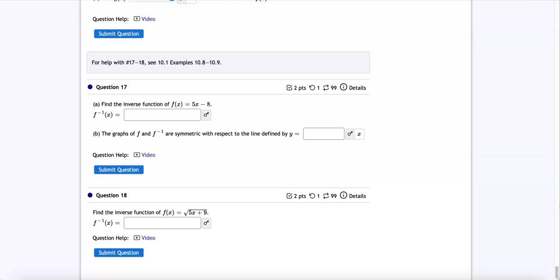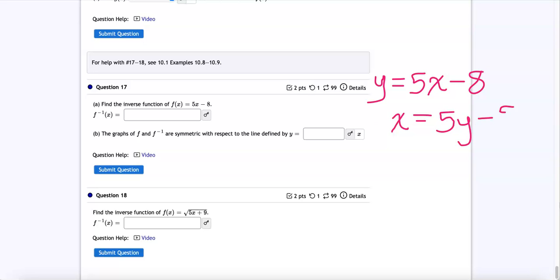Step 1, take the original function and rewrite it so that f of x is replaced with y. Step 2, switch x and y. So now we are going to end up with x is equal to 5y minus 8.